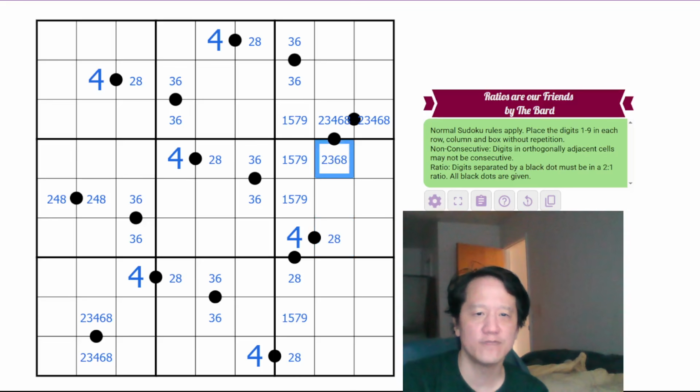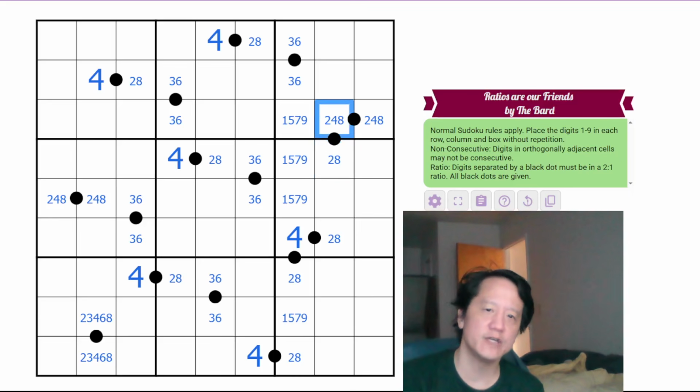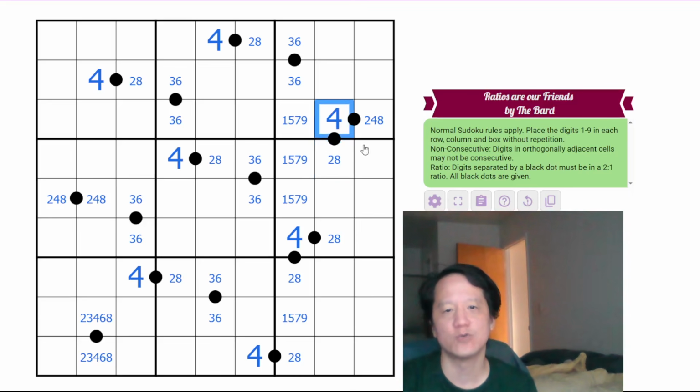This can't be 4. This can't be 3 and 6 as a pair. So we need one of these to be 4. If this were 3, this can't be 3 and 6 because that's only in a 1 to 2 ratio with another 3 or 6. So 2 and 8 must be in a 1 to 2 ratio with 4 here. So this cannot be 4 there.